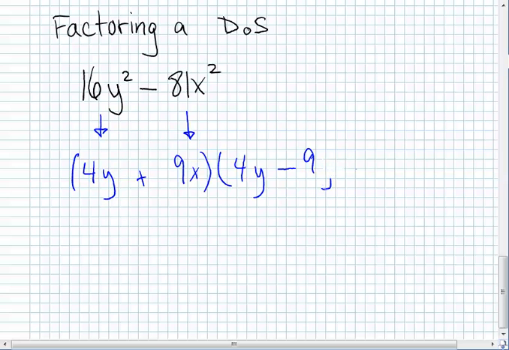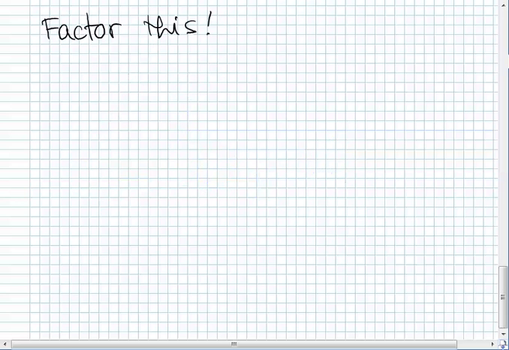Okay, there we go. And it's factored. I don't even need to worry about magic numbers. All I have to do is be able to take the square root of perfect squares. So easy.